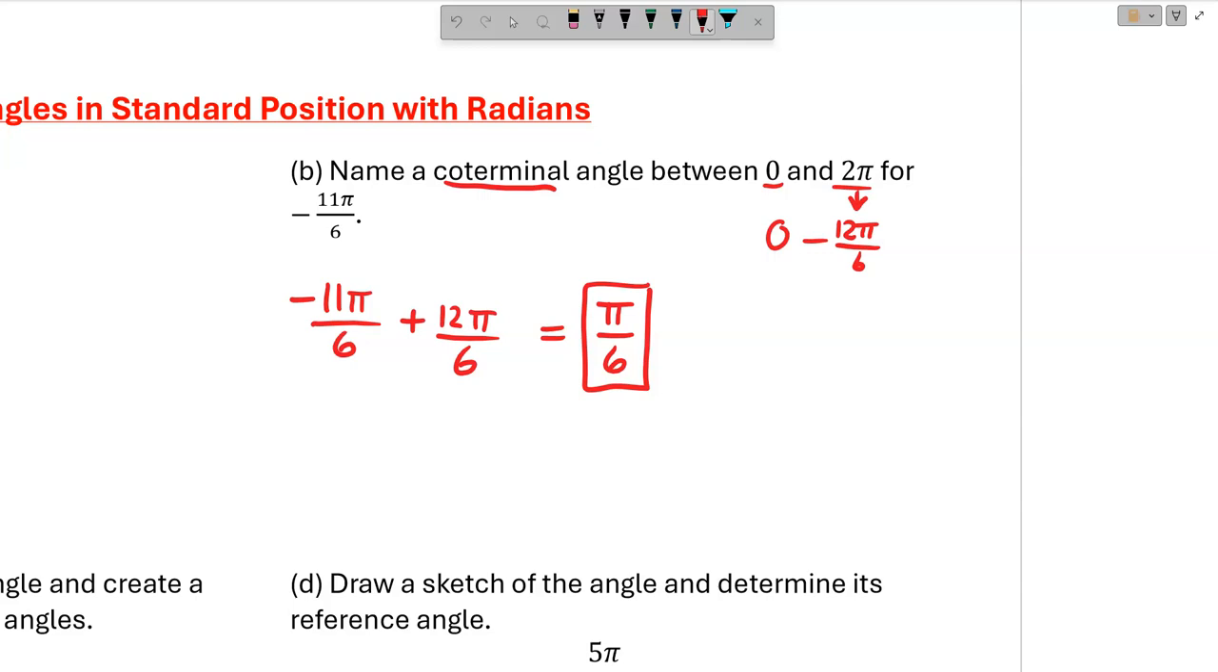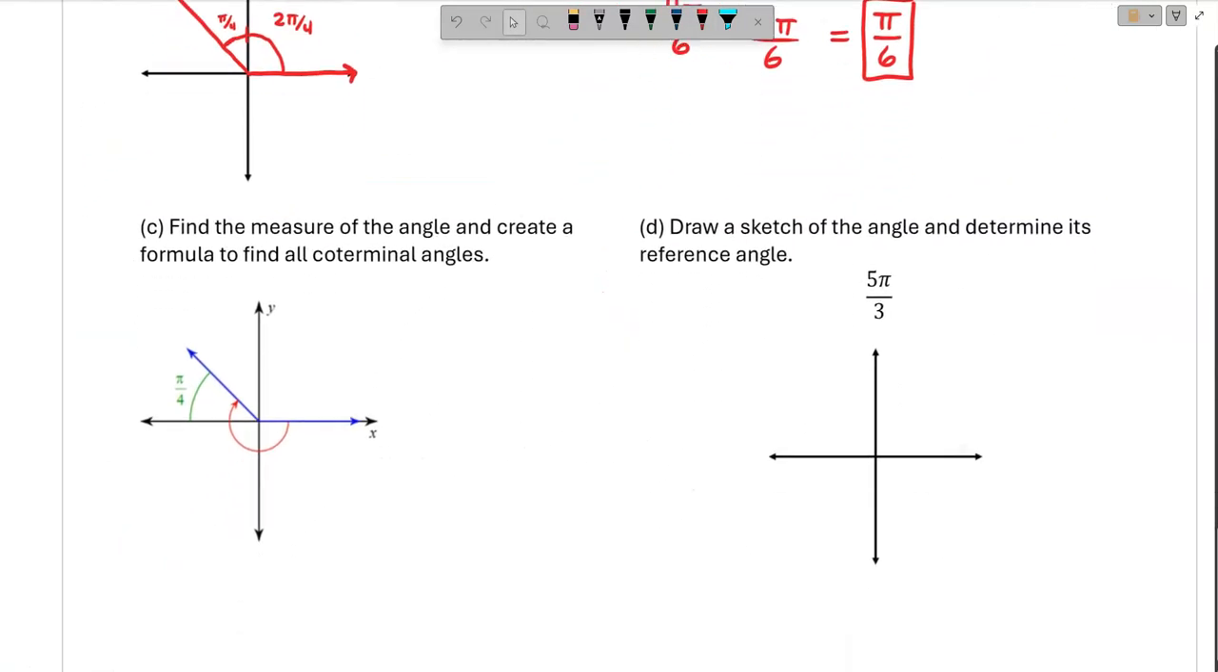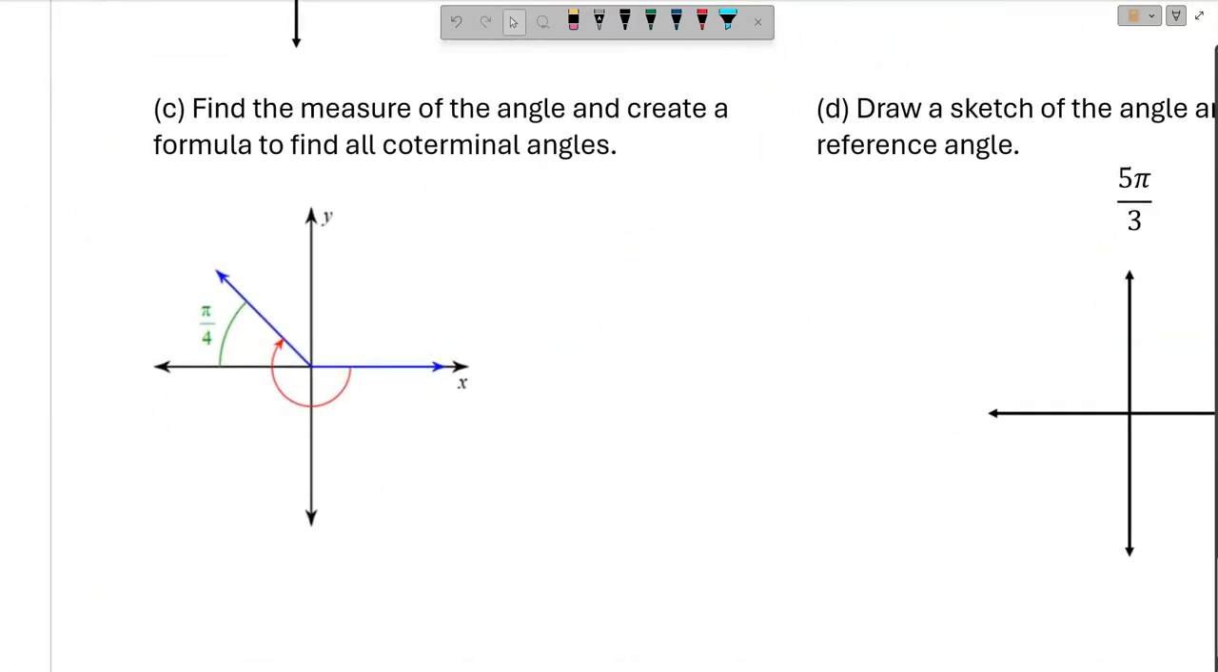And take note what quadrant that would be in. It's not the question, of course, but it will be in quadrant 1. Quadrant 1, it's less than half of a pi. Find the measure of the angle and create a formula to find all coterminal angles. That's what we're going to look at for C.